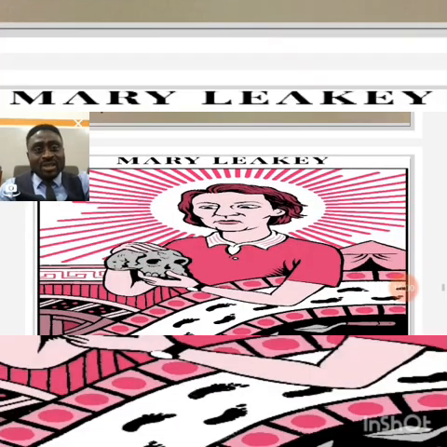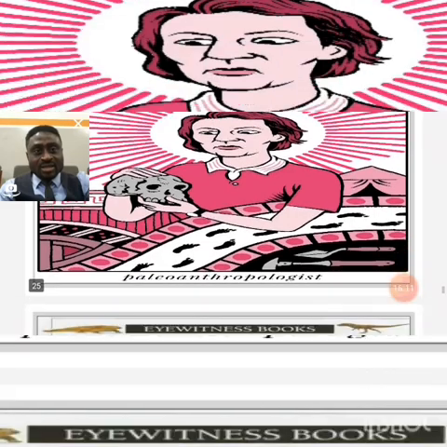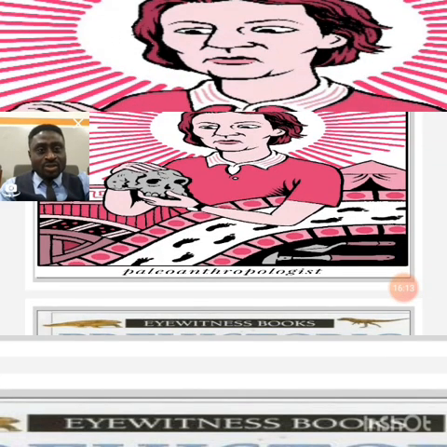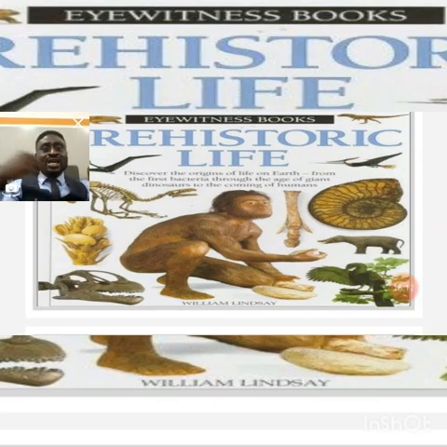Now, Mary Leakey is in a picture showing the first skull she discovered and the first Homo sapiens that once navigated through the deserts, and she was able to carry out a paleontologic study. Okay, so prehistoric life has to do with life before now, how man looked before.